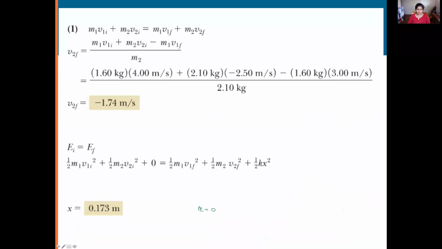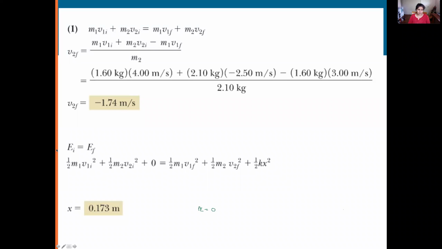Okay, so here are the results. For part 1, this is our linear momentum conservation. We solve for v2 final, since we figured out that that was the only unknown, right? And that's what we need to find out. Then you substitute in the values, plug all that into your calculator, and you should get negative 1.74 meters per second. That means v2 final is traveling to the left because it's a negative sign. So we know the direction and we know the magnitude.